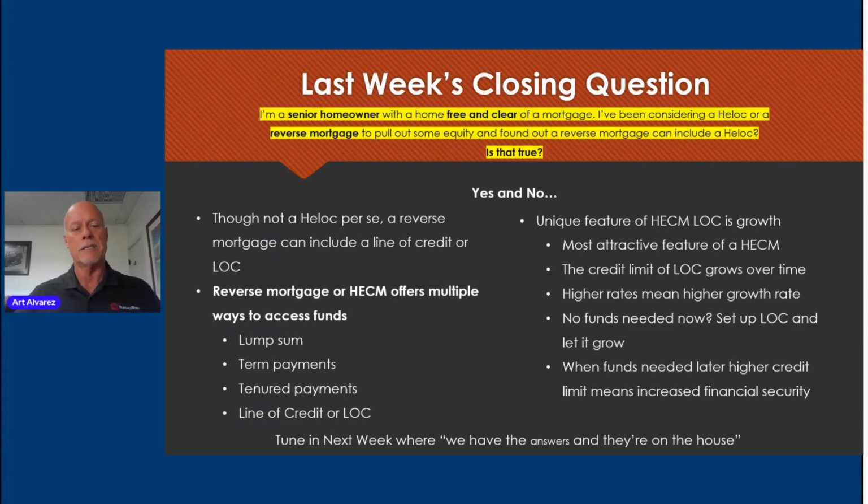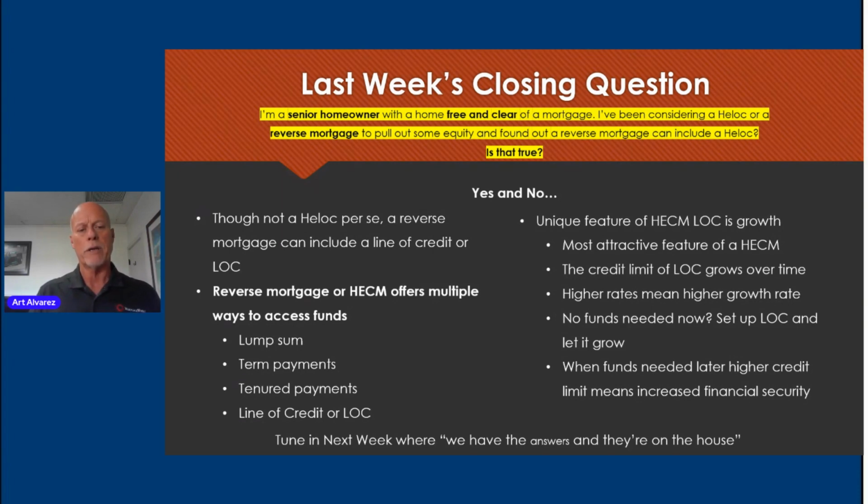Of course, the difference is, unlike a HELOC, if you get a reverse mortgage with a line of credit and you draw on that line of credit, you don't have to make any payments against it. If you get a HELOC, you definitely have to make monthly payments, and that can be a deciding factor for a senior homeowner in the choice between getting a HELOC or getting a reverse mortgage that has a line of credit embedded in it. Now, how does the line of credit come up in a reverse mortgage transaction?